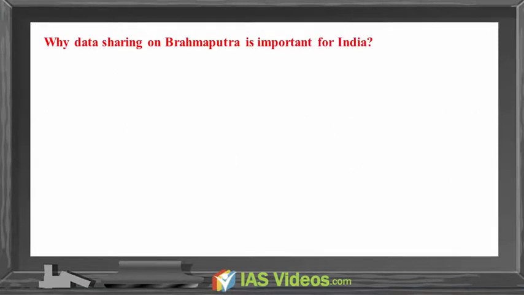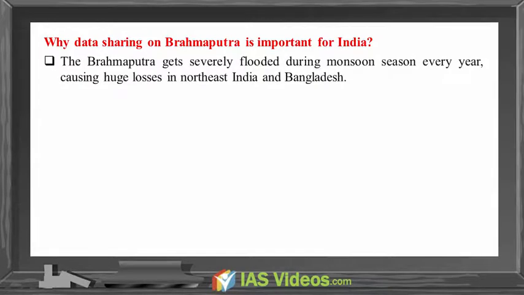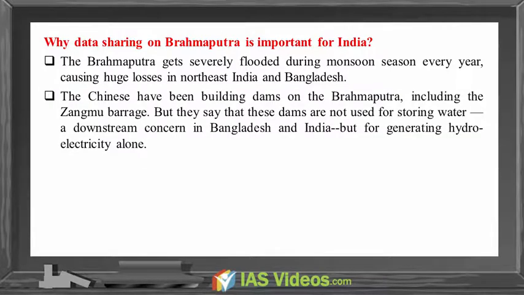Why is data sharing on Brahmaputra important for India? The Brahmaputra gets severely flooded during monsoon season every year, causing huge losses in northeast India and Bangladesh. The Chinese have been building dams on the Brahmaputra, including the Zangmu barrage. But they say that these dams are not used for storing water, a downstream concern in Bangladesh and India, but for generating hydroelectricity alone.